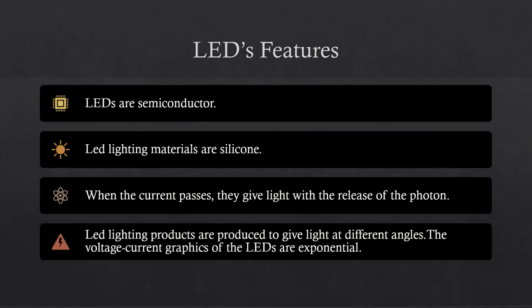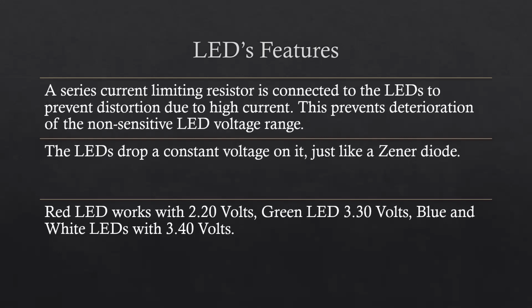LED features. LEDs are semiconductors. LED lighting materials are silicon. When the current passes, they give light with the release of photons. LED lighting products are produced to give light at different angles. The voltage-current graph of LEDs is exponential. A series current limiting resistor is connected to LEDs to prevent distortion due to high current. This prevents the variation of the non-sensitive LED's voltage range.